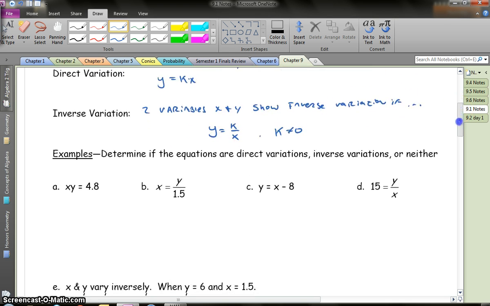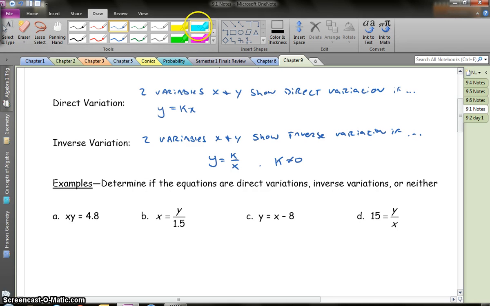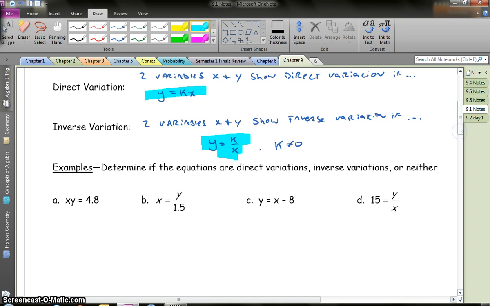Now, looking at the examples, determine if the equations are direct variations, inverse variations, or neither. Alright, now, so pretty much we want to say, does x and y have this relationship or this relationship? Now, the only way we can tell that is by solving for y, by getting y alone. So here we're going to divide by x. Y equals 4.8 over x. So now we have y equals some number over x. This matches the division. So this is inverse variation.